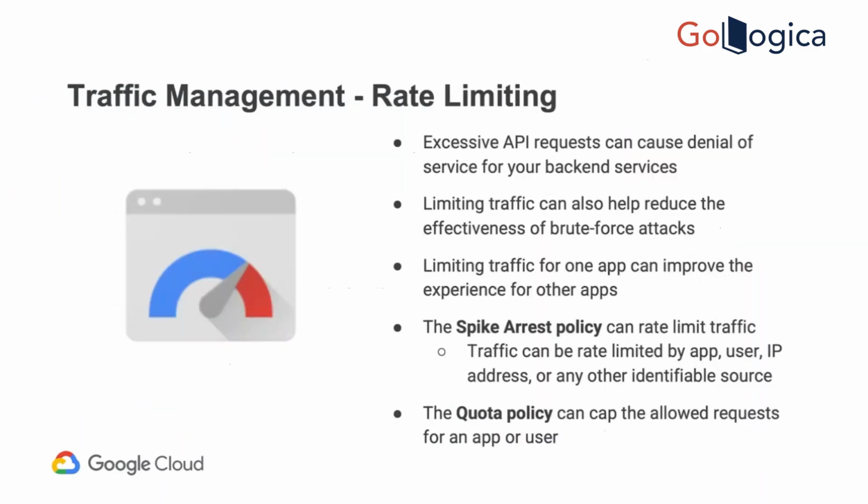So first is traffic management. In Apigee we have rate limiting in place. Excessive traffic can cause a DOS attack, right? They can try to bring the server down. They can make a brute force attack. In a brute force attack, they will make thousands of API calls within a second and try to bring down the server.